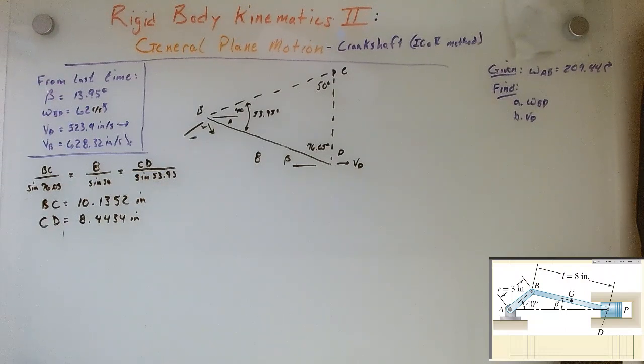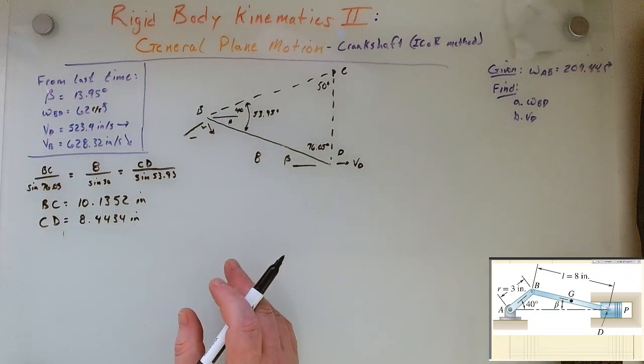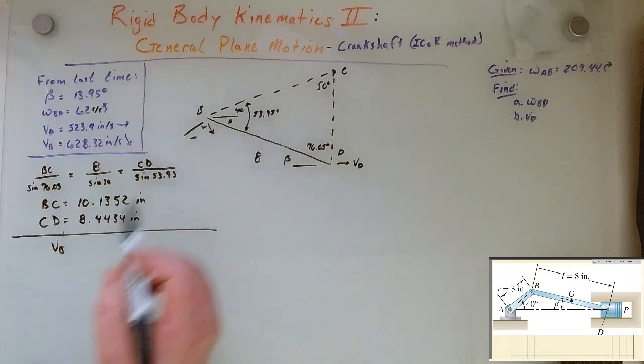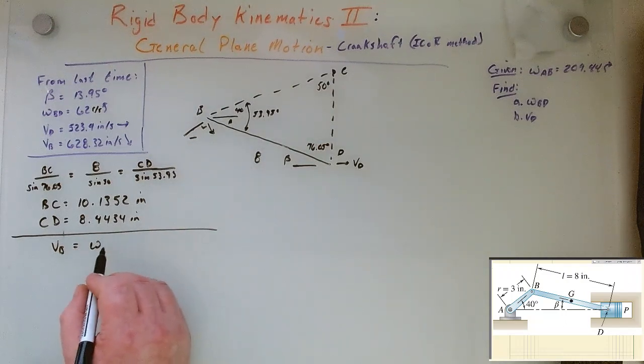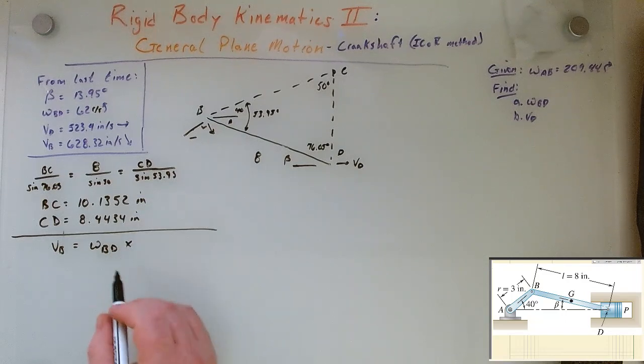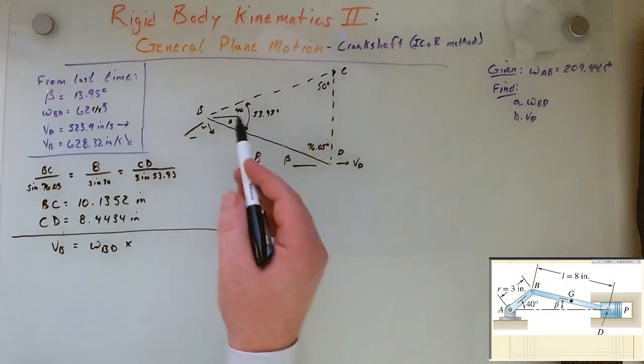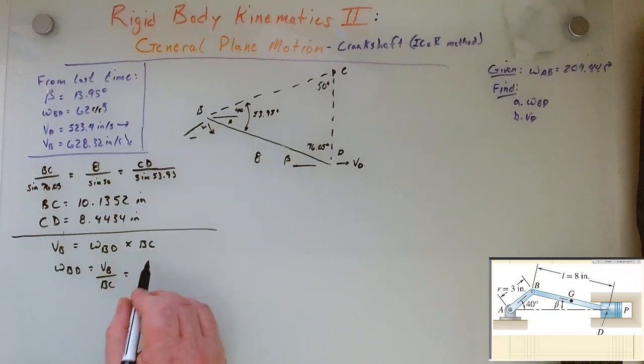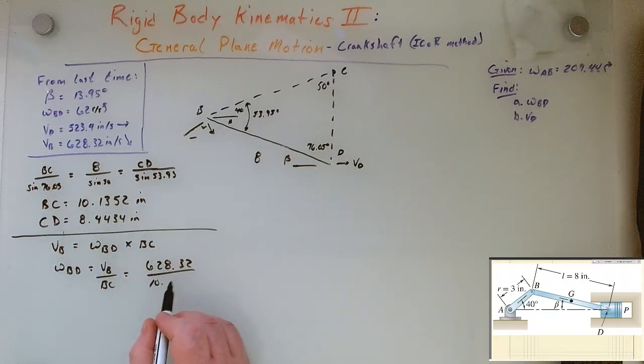Okay, so let's see. We need to calculate omega BD, right? And so what is that looking like? So let's say VB, since we've already got VB, we can use that. So VB is equal to omega BD crossed with the length BC, right? Okay, sweet. So then omega BD is equal to VB over BC. VB is 628.32, so 628.32 divided by BC, which is 10.1352. I can already tell that's going to be about 62, right?